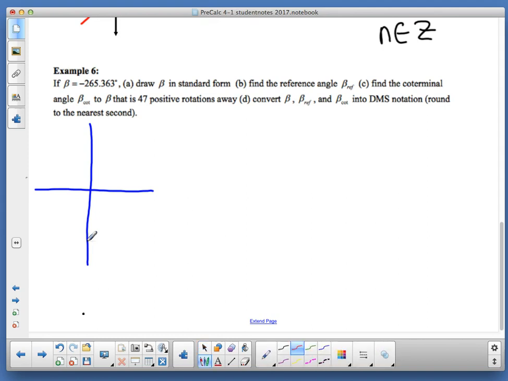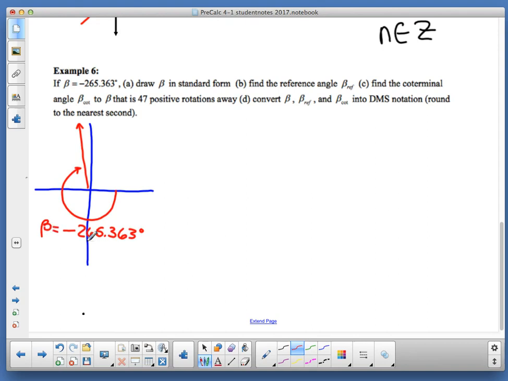Now, since beta's negative, I'm going to use red, and I'm going negative 265, which is, if I can get my glasses on, because my eyes are tired today, I can't see anything. That's negative 265.363 plus 180. So I get the result, 85 degrees. So I'm looking at right here. So this is going here. This is my negative 265.363 degrees. This is my beta.